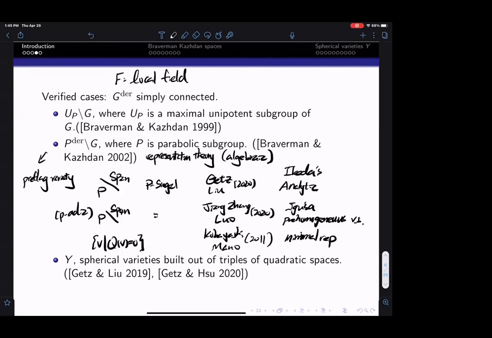Yeah, so back to this. The cone case is established by Kobayashi and his student Mano, and they deal with the real setting.